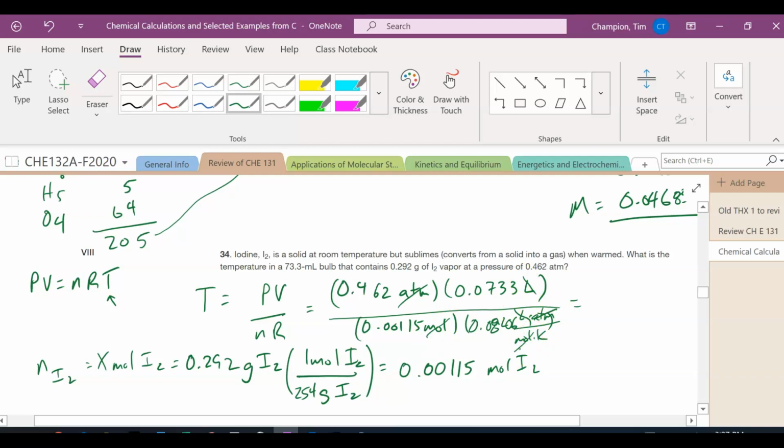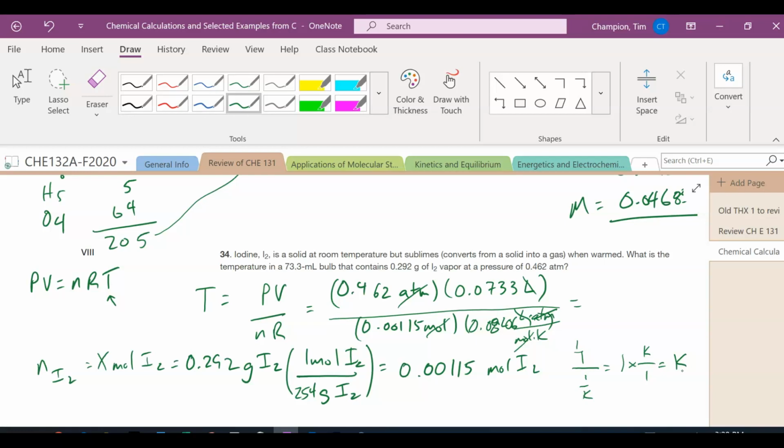We have 1 over, unit-wise, we got no units on the top, so we'll call it 1. Then on the bottom, the only thing we have is kelvins. So 1 over 1 divided by 1 over kelvins. That comes out to be kelvins. So we'll get a temperature in kelvins here. It didn't ask us what units to get temperature in, so kelvins are good.